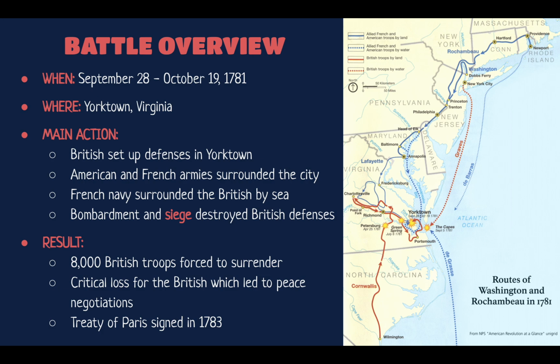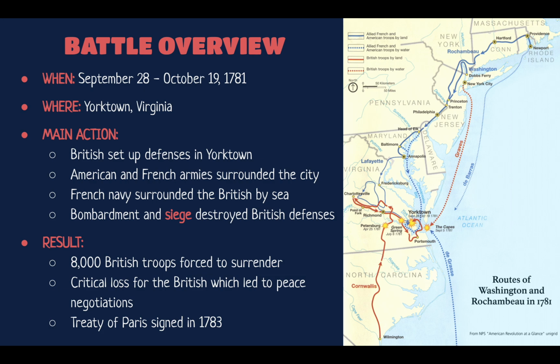And ultimately, there's a bombardment and a siege of the city of Yorktown, where the Americans, along with the French, essentially have the place surrounded, and they slowly move their lines closer and closer to Yorktown until eventually those British defenses are destroyed. In the end, about 8,000 British troops were forced to surrender. So Lord Cornwallis and his army were forced to give up. They weren't able to escape, and so they had really no choice but to surrender.